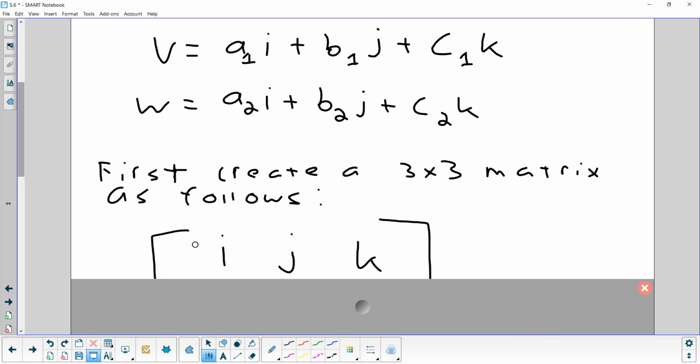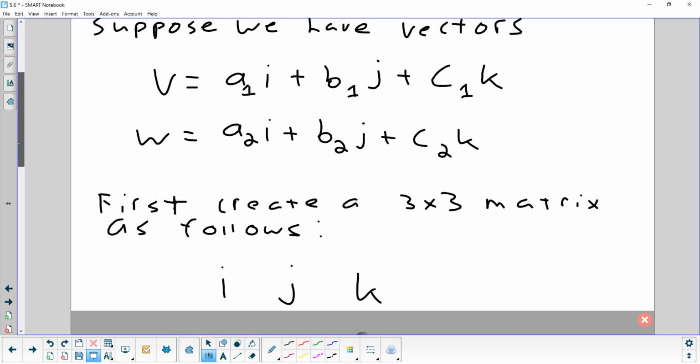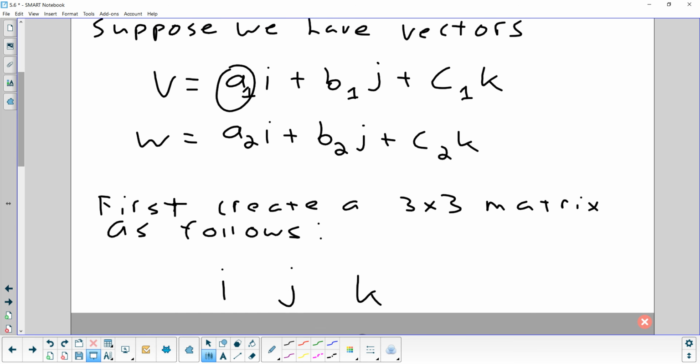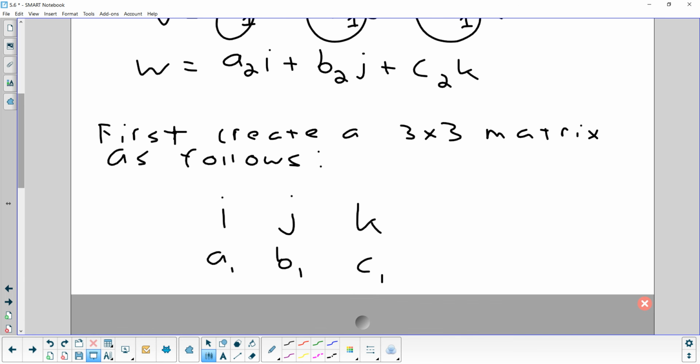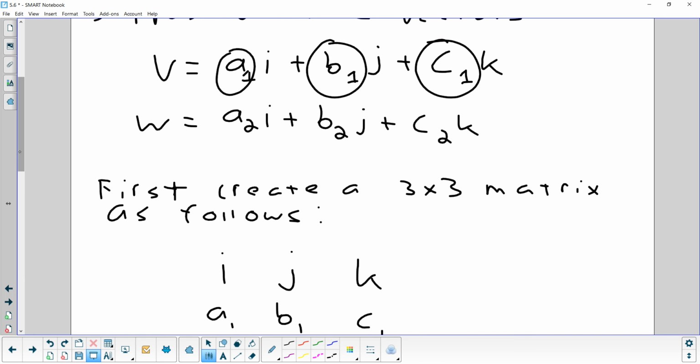All right, and the way you want to set it up is like this. Because we're doing it in 3D, we're going to set up a matrix that's 3 columns by 3 rows. In row 1, I want you to just put the letters i, j, and k, and that's the same in every problem. In row 2, I want you to put these 3 numbers. They would be numbers in a real problem. a1, b1, c1. And then lastly, in row 3, I want you to write down these 3 numbers. a2, b2, c2.